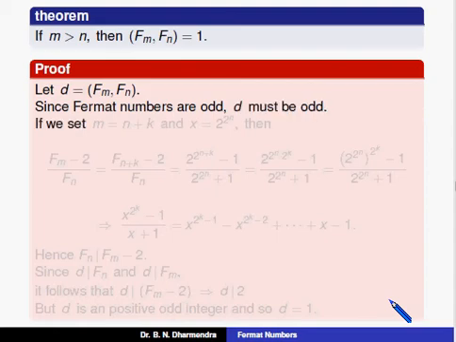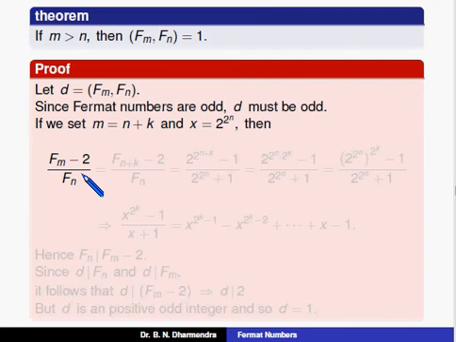If we set m greater than n, that means m is equal to n plus k. And when I fix x equal to 2 to the power of n, what is the value of Fm minus 2 divided by Fn? You can observe the terms of Fm minus 2 divided by Fn. As noted earlier, Fn divides Fm minus 2.